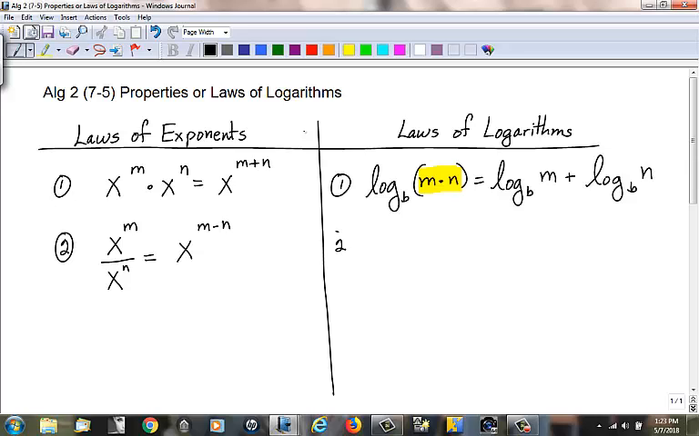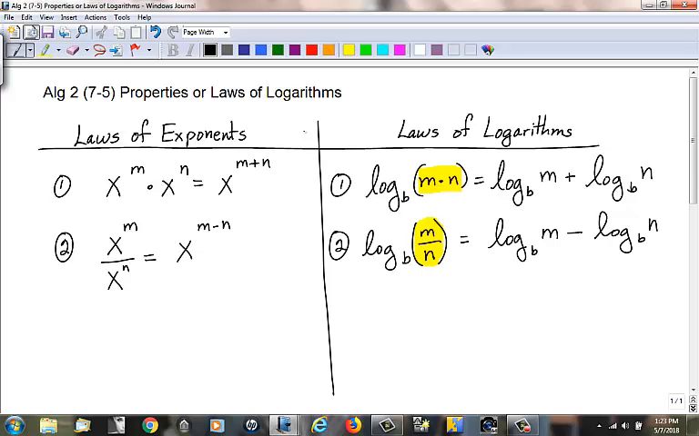Okay, and that law parallels the second law of logarithms. The log of m divided by n base b. If you're dividing the numbers, then you subtract the logarithms. So it'd be the log of m base b minus the log of n base b. So if you're dividing the numbers, subtract the logarithms.